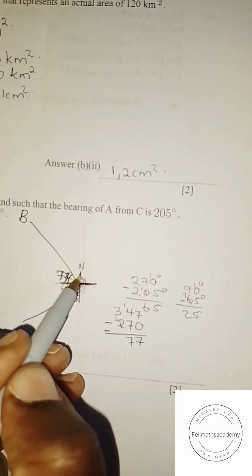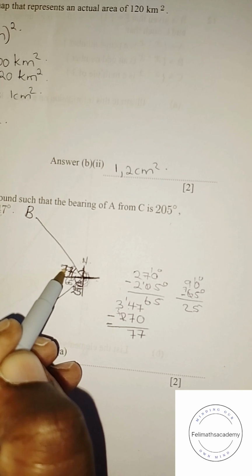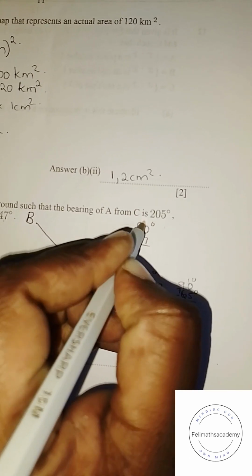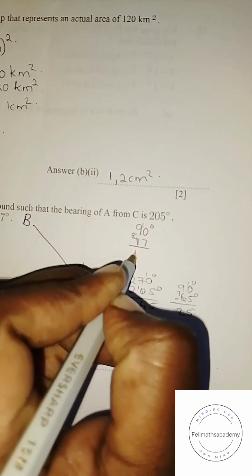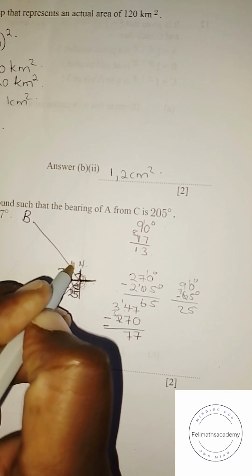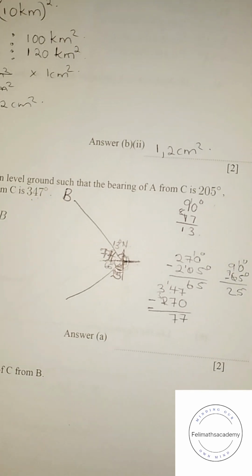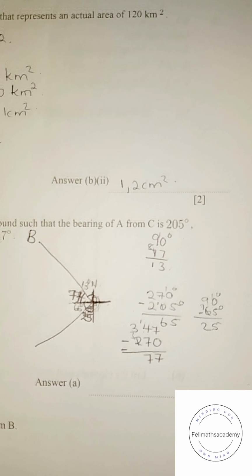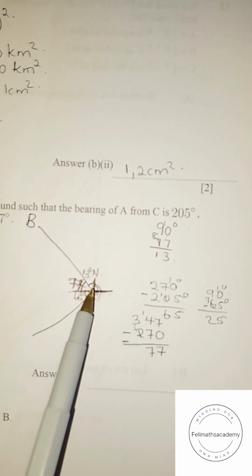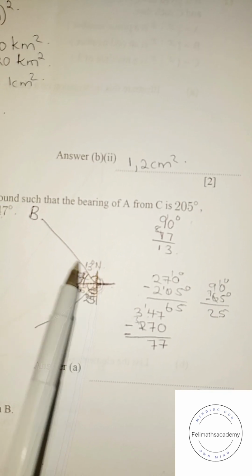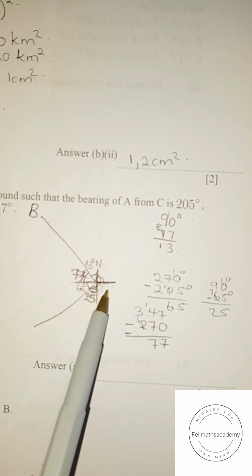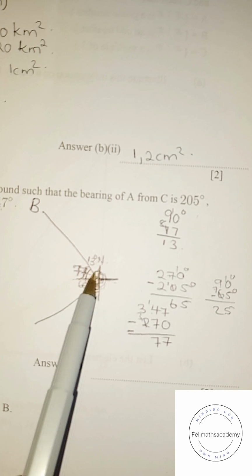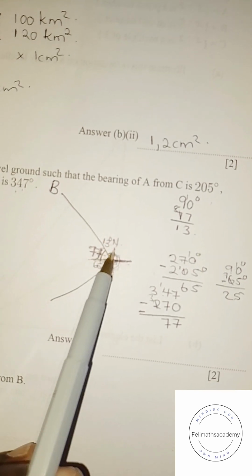Then to get this one, we subtract 77 from 90. So 90 degrees minus 77, we get 13 degrees. So this is 13 degrees. If we subtract 347 degrees from 360, we should get 13 degrees there. That's another way to find this angle.